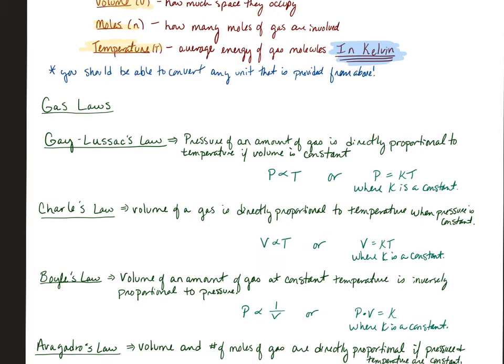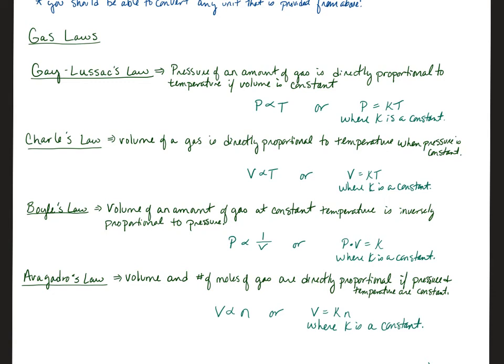So, first of all, let's start with Gay-Lussac's law. What he said here is that the pressure of an amount of gas, whatever amount that is, is directly proportional to temperature if volume is constant. That also means that your number of moles of that gas is constant. So we could say that pressure is directly proportional to temperature, or to put that in mathematical terms, P is equal to T times some constant. That's all that really means.